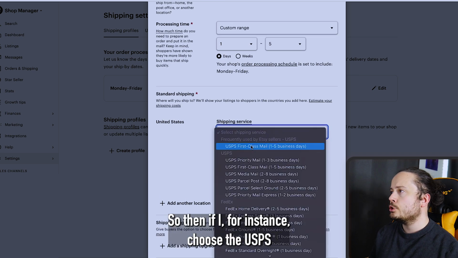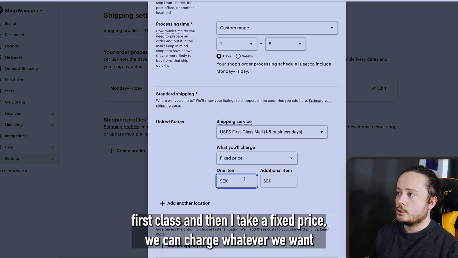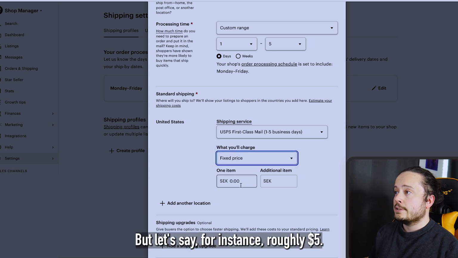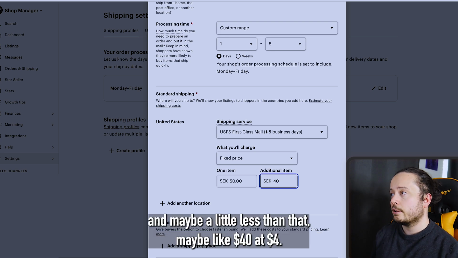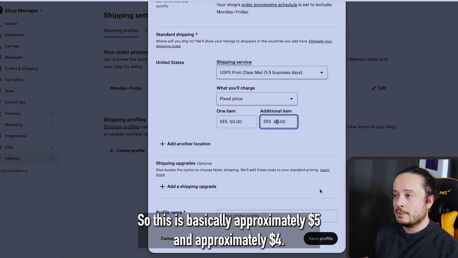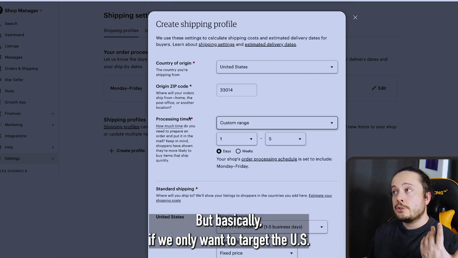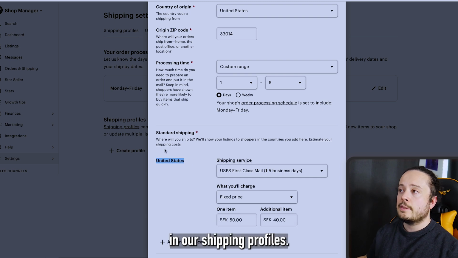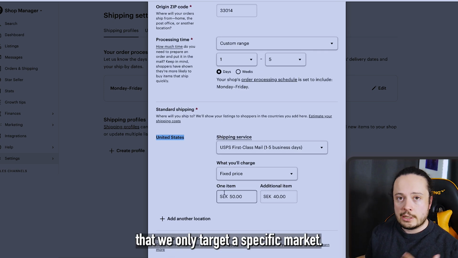So then if I, for instance, choose the US-based first class, and then I take fixed price, we can charge whatever we want for shipping. I've done both of these. Both of these work if the offer is good. But let's take, for instance, roughly $5. And then let's take, maybe a little less than that, maybe like $4, sorry. So this is basically approximately $5 and approximately $4. But basically, if we only want to target the US market, we just gotta make sure that we only have the US in our shipping profiles. That's how we basically make sure that we only target a specific market.